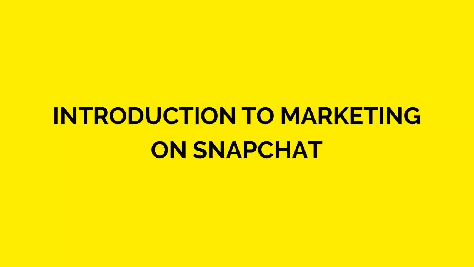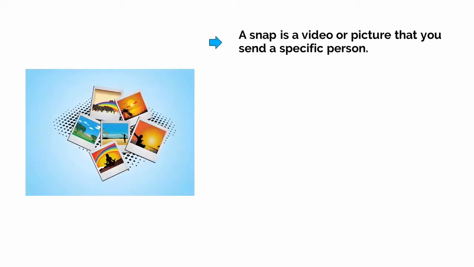Marketing on Snapchat is a little unusual and it's centered around the story feature. The first thing you should know is what a story actually is, and this requires understanding a little bit of Snapchat terminology if you haven't already learned it. A snap is a video or a picture that you send to a specific person.